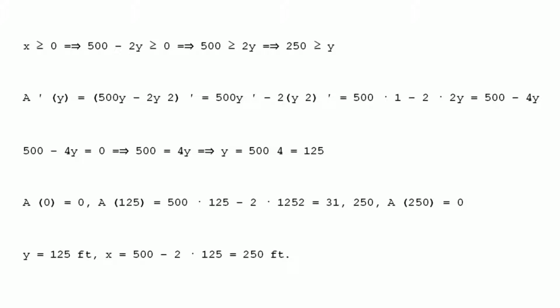Next is to find the y value. A prime of y will be equal to 500 minus 4y. Simplify until you get 500 equals 4y, so y will be 125. After getting the y value, which is 125, substitute it into the equation x plus 2y equals 500. And you will get 250 as your x, and y will be 125.